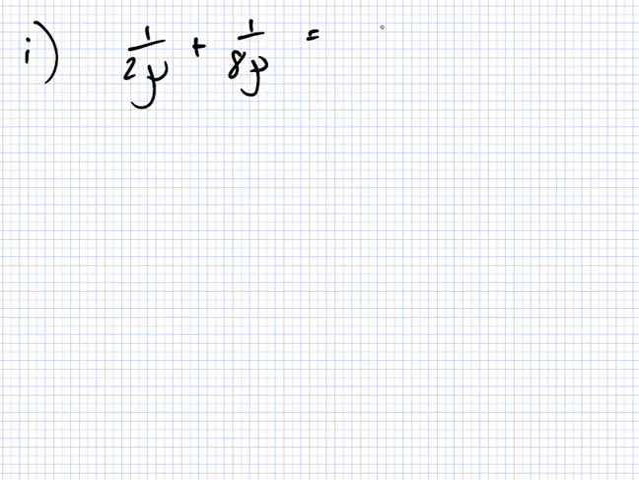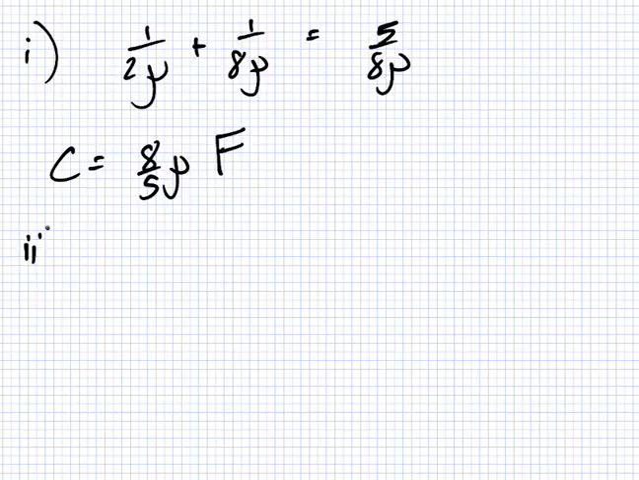Are they in series or parallel? Series. One over... Hold on there. 1 over 2 micro plus 1 over 8 micro equals 5 over 8 micro. So the total is 8 over 5 microfarads. Great.